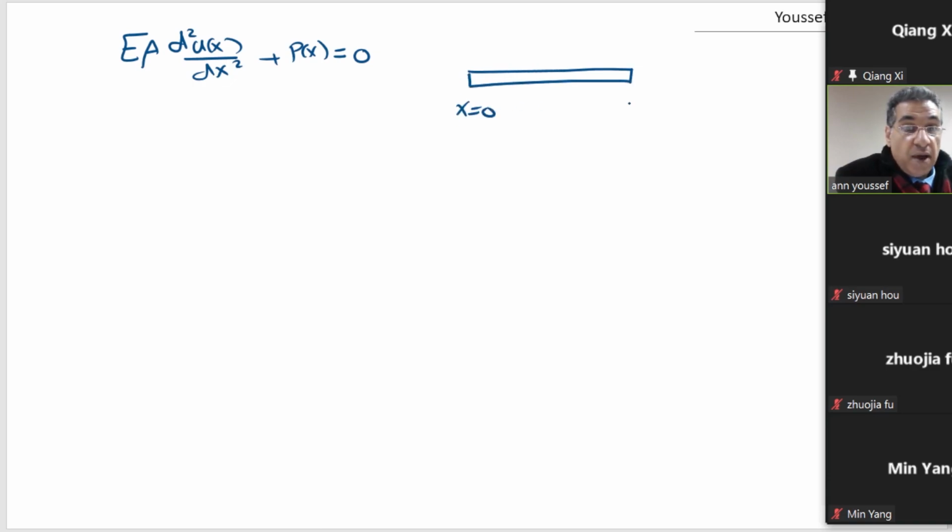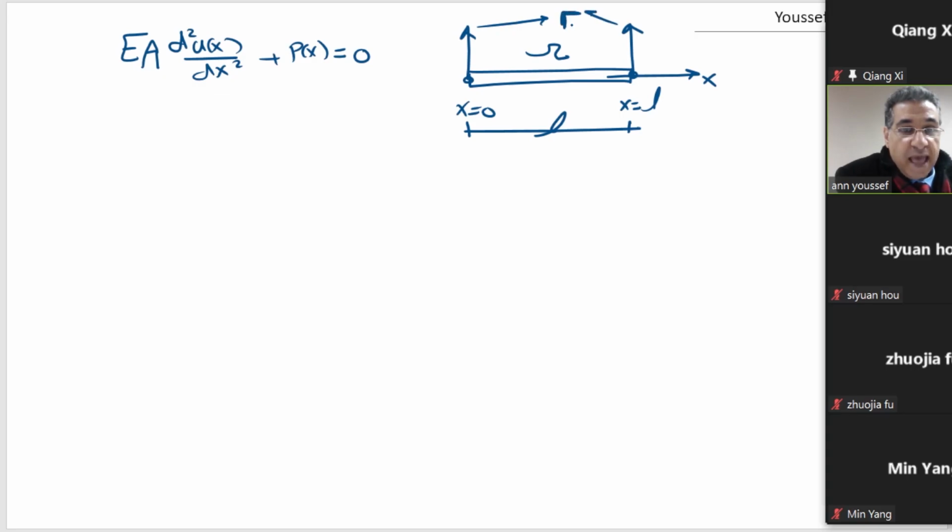at x equals 0 and at x equal L, in one dimension x, and defined by two boundary conditions. So this equation is defined on this domain between x equals 0 and x equal L. This is the domain of the problem. And these two points, this one and this one, are the boundary of the problem. We use the term gamma to denote the boundary, and we use the term omega to define the domain of the problem. And this is the applied load here.